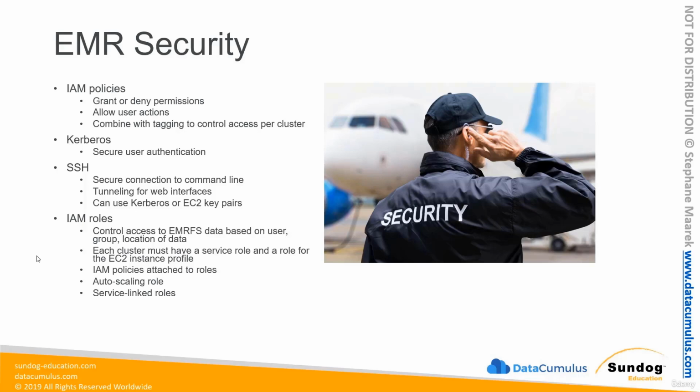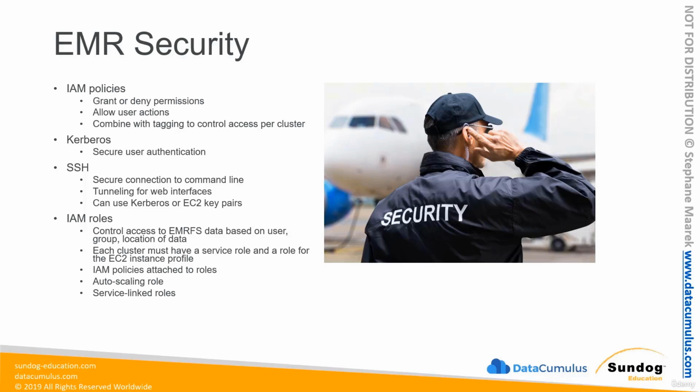We have Kerberos available to us as well that provides strong authentication through secret key cryptography. It's a network authentication protocol that ensures that your passwords and other credentials are not sent over the network in an unencrypted format. So any modern version of EMR will support Kerberos, and you can find more details in the AWS documentation. But that's probably all you need to know. SSH, of course, is used for secure connections to the command prompt on the individual instances inside your EMR cluster. And you can also use it for tunneling to web interfaces.